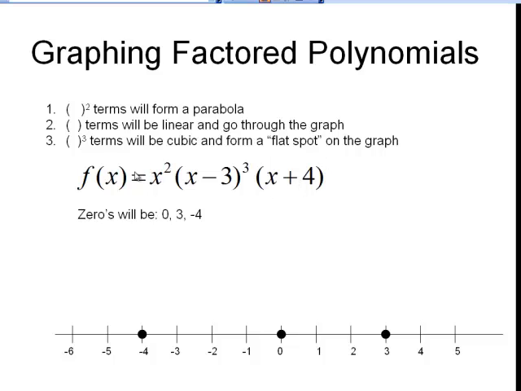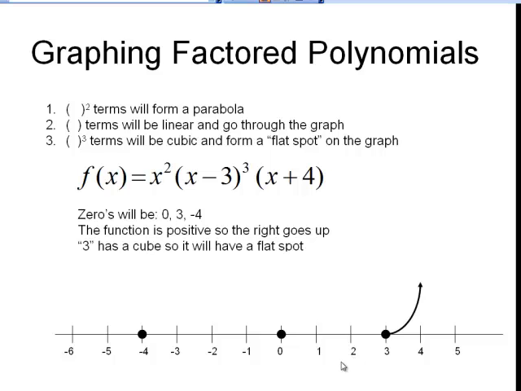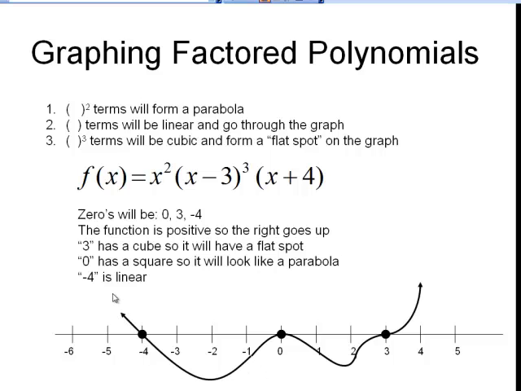Now at the very front, it's positive, which means the right side's going to go up. So we're going to go up. Now this has to be a flat spot because it's a cube, so it's going to have to flatten out and go down. And then this has to be a parabola. Well, you just turn around and make it into a parabola. And then this has to have a line going through it. Well, you just turn around and make a line going through it. And that's what the curve's going to look like.